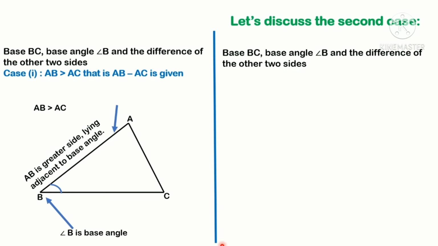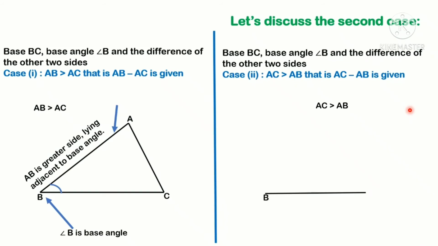One base will be given, a base angle, and the difference of the other two sides, now in the form of AC minus AB. Since AC minus AB is given, it means that AC is greater than AB. Now we'll see what this case actually is. We understood from AC minus AB that AC is greater than AB. We'll draw a rough figure.